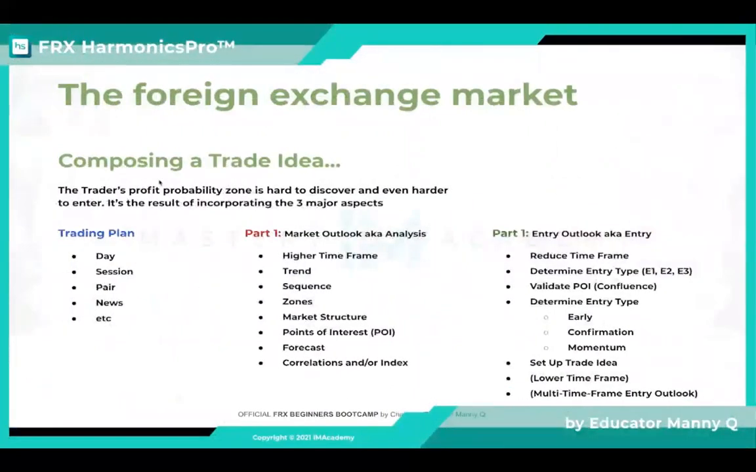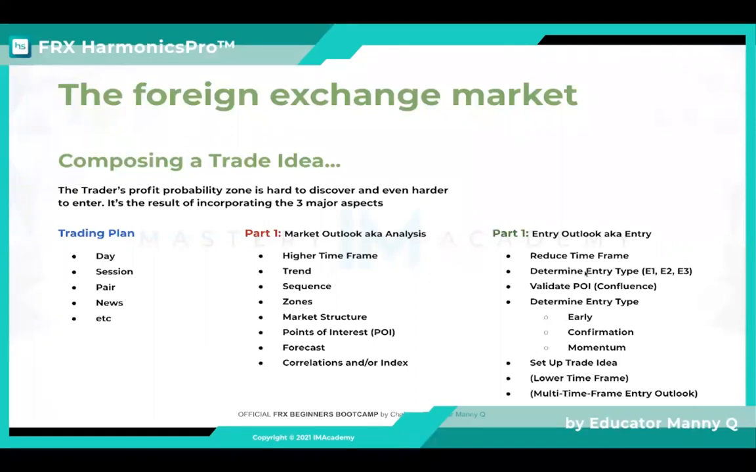Now, the second thing that I'm going to do is I'm now going to determine my entry types. Remember my entry type. There are 2 different types of entries, right? You have entry type, which is your E1, E2, E3. And then you have different types of entries, which is early, confirmation, momentum. And we'll get into that in a moment. So let's determine now, and this has to really do with the strategy that you're trading. But let's keep price action in mind.